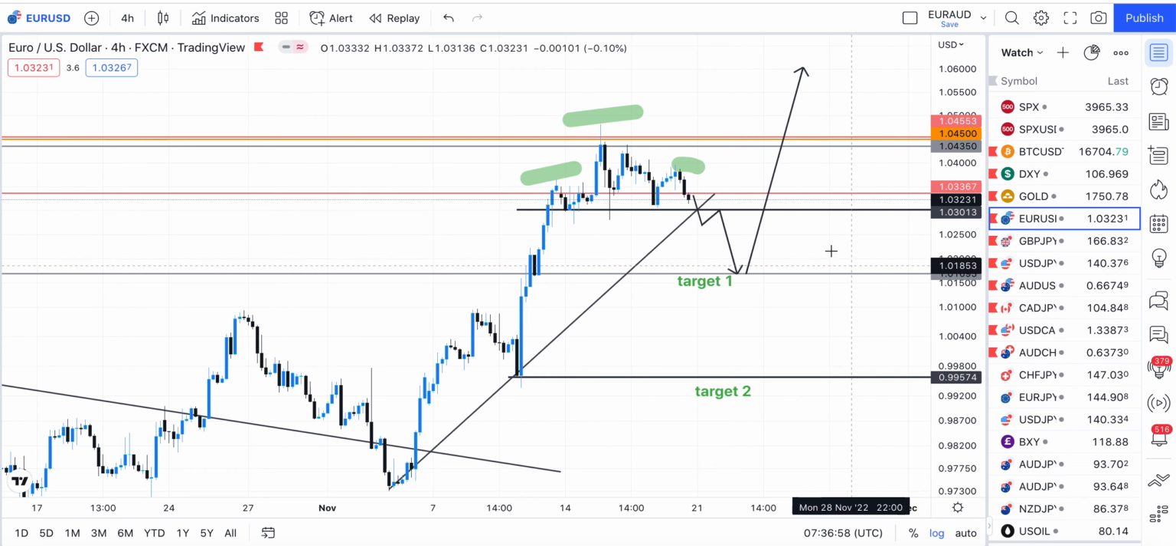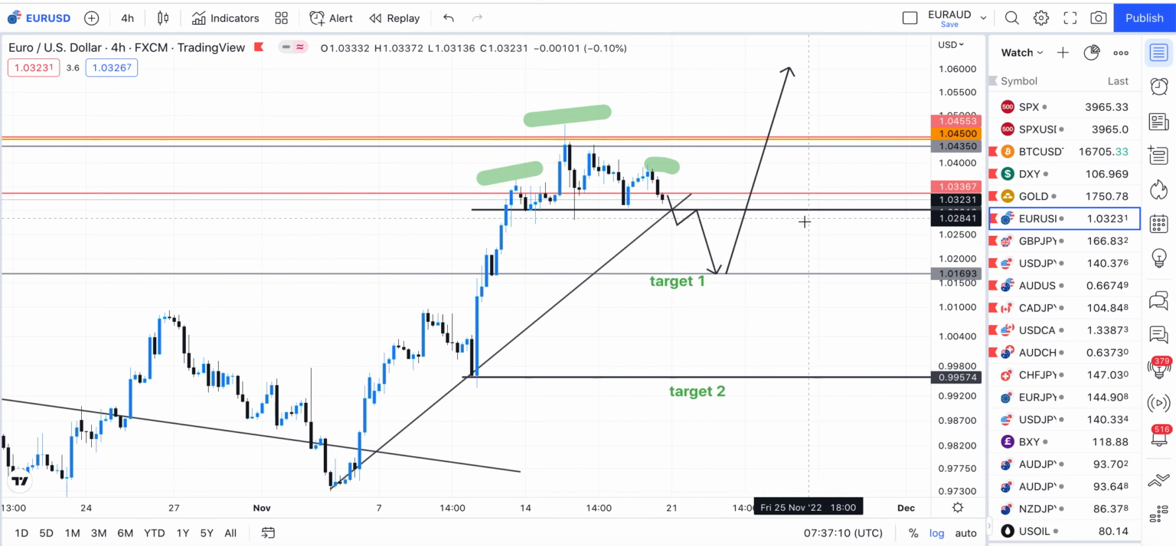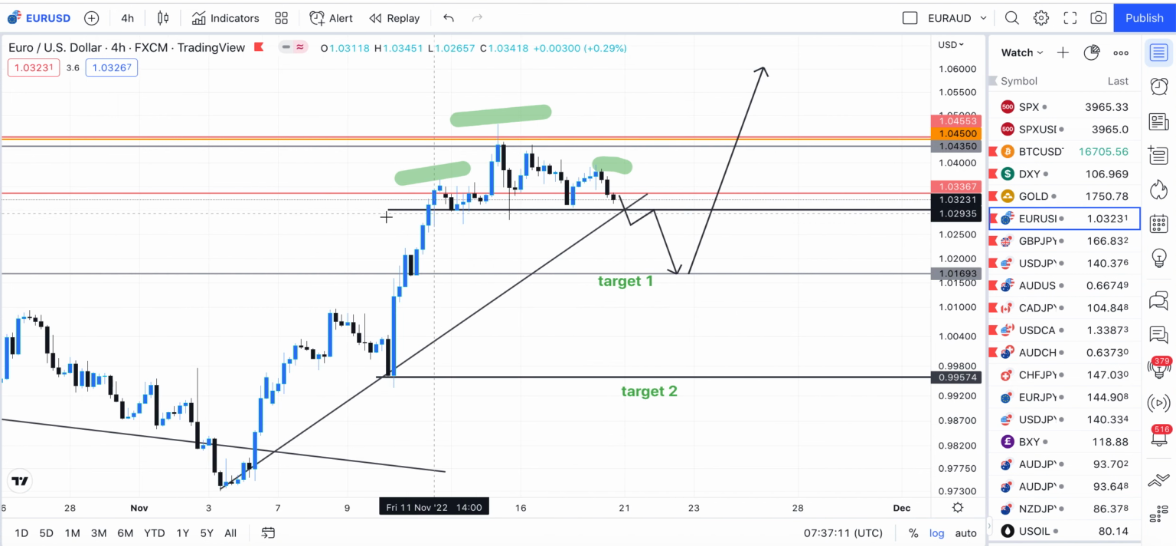So that's 1.0303 minus 1.01693, so it's almost 100 plus pips. So you have to be very, very careful, and then you have to take your entry if it breaks this particular low.